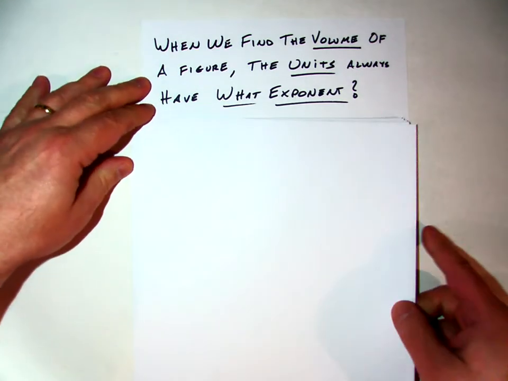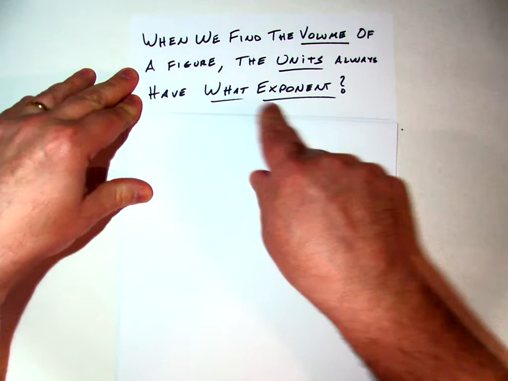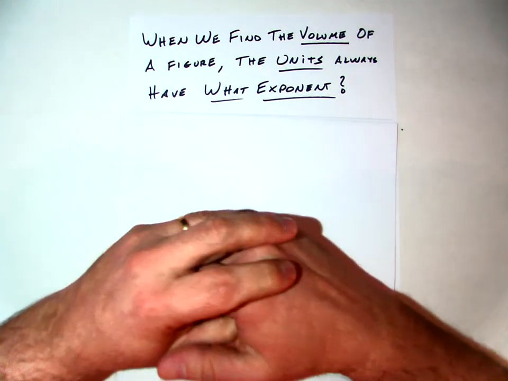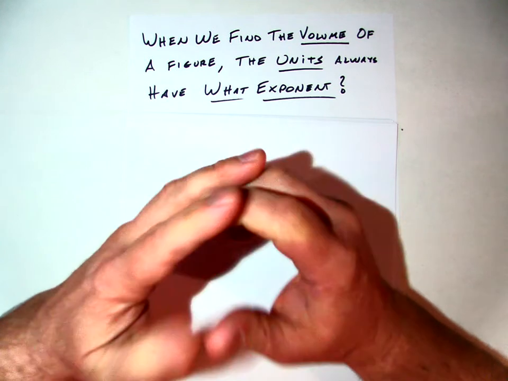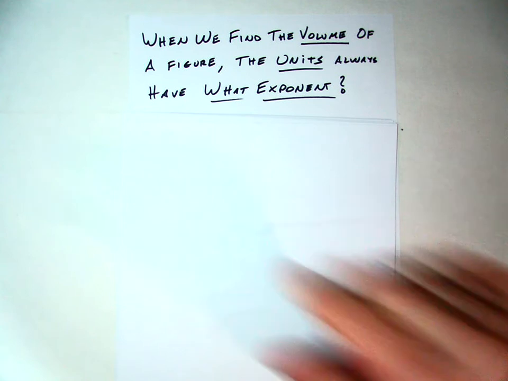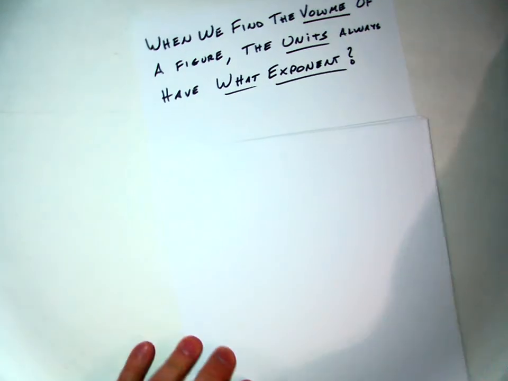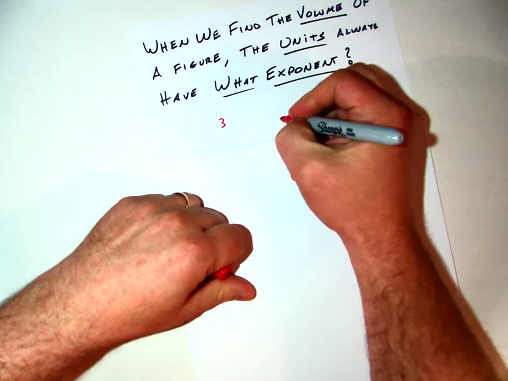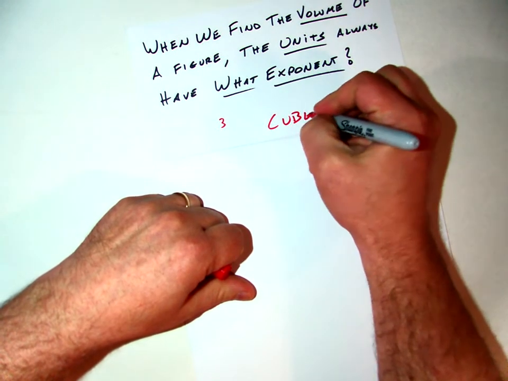Now, I have a question for you. When we find the volume of a figure, the units always have what exponent? Since we've been doing volume lately, the last few lessons, the units always are what? If you've been paying attention, the exponent is always 3. So the units are always cubed.